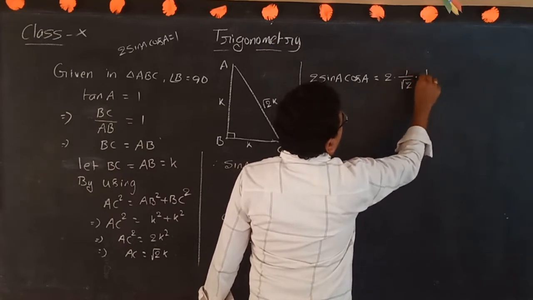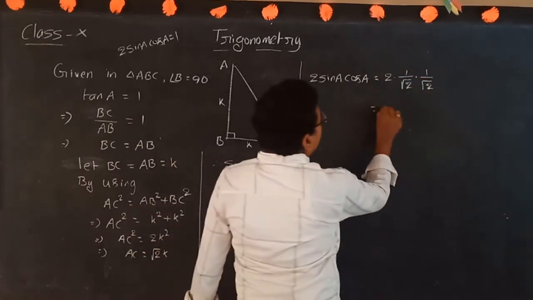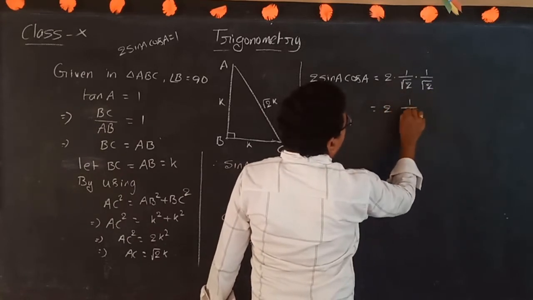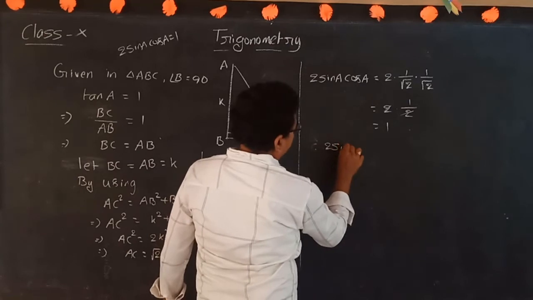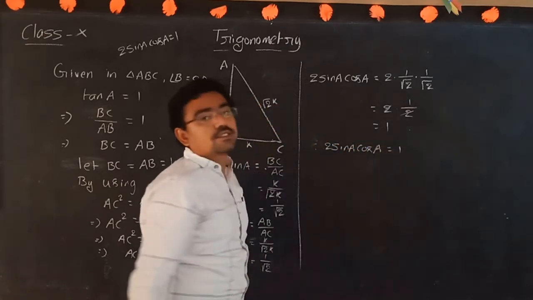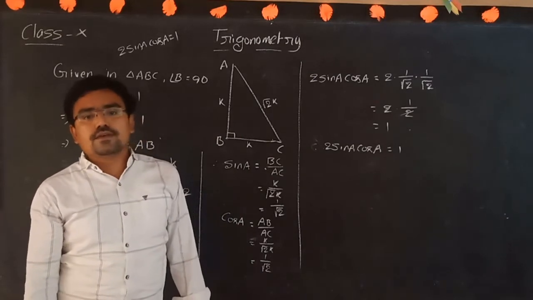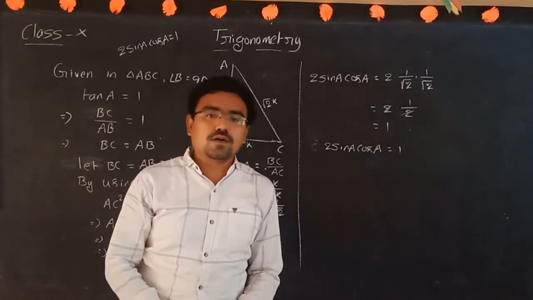What about the cos A value? 1 by root 2. 1 by root 2 into root 2, how much will come? 1 by 2 will come. 2 will cancel 1. So therefore, 2 sin A cos A equals 1.